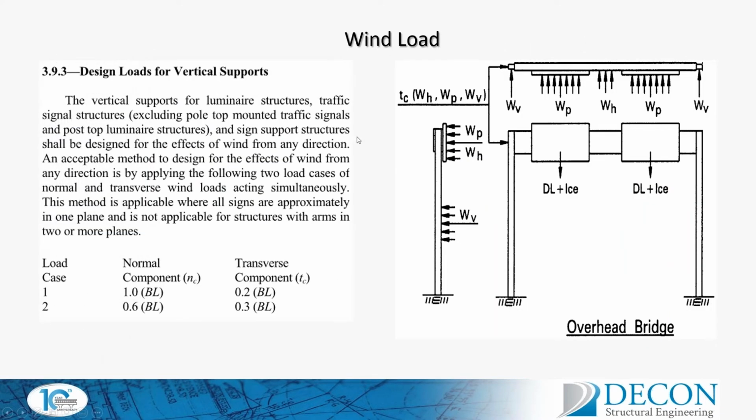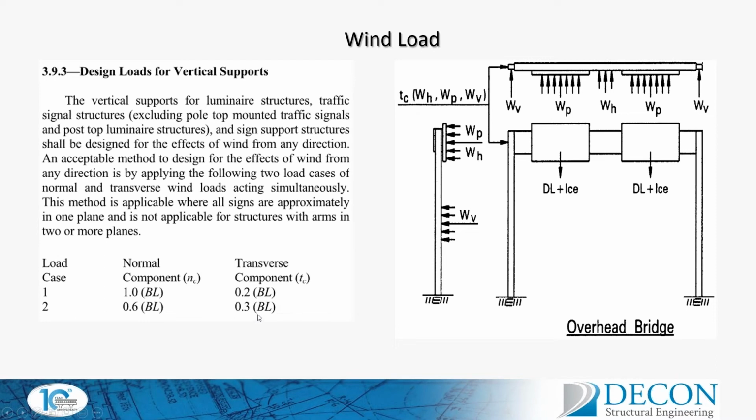And this is the wind load clause in the AASHTO LTS 3.9.3 that speaks about how we design a structural support. It only talks about the vertical structural support. It says the sign support structure shall be designed for effects of wind from any direction, and it gives a solution on how we can do that. The picture on the right side shows WP, the wind load on panels, WH, the wind load on trusses, WV, the wind load on the upright, and WT, the wind load on the upright in the transverse direction.